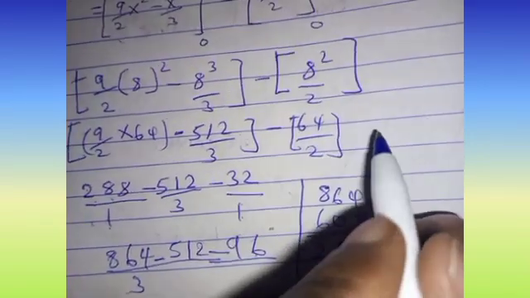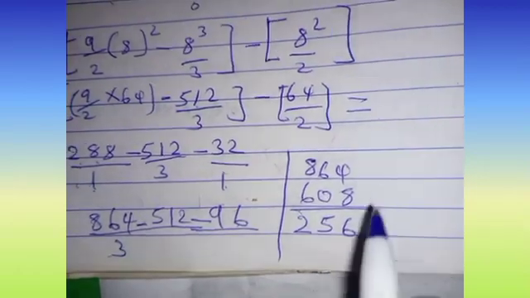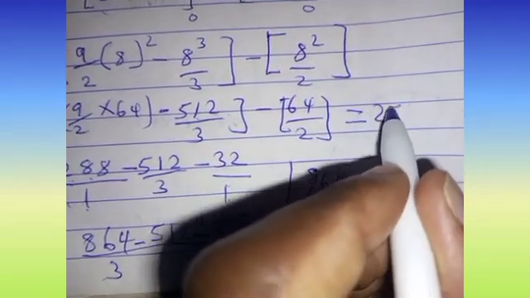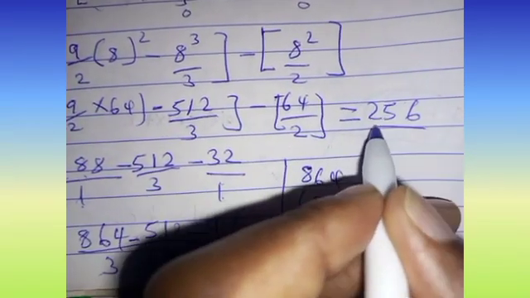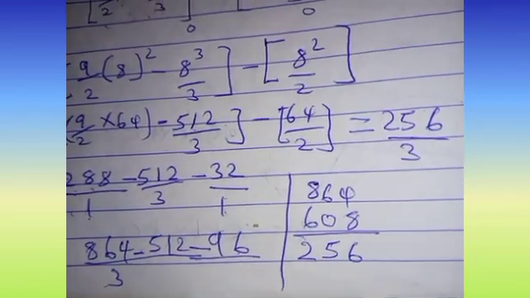So our result here is equal to 256 divided by 3. You can leave it that way or you simplify it.